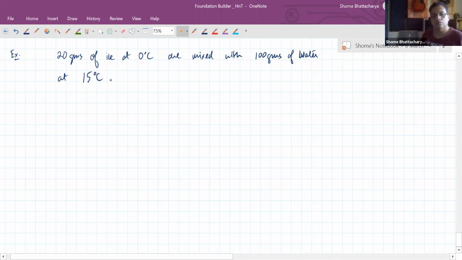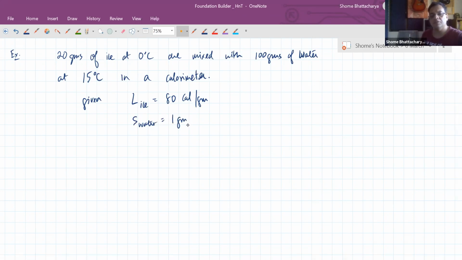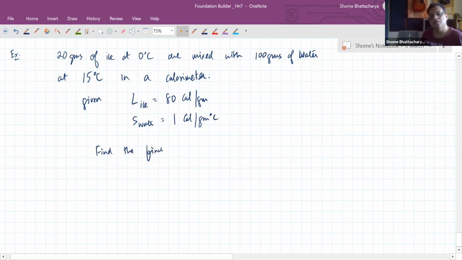At 15 degrees, sorry, in a calorimeter. Okay. Latent heat of fusion for ice is given as 80 calories per gram, and specific heat capacity of water, standard value, 1 calorie per gram degree C. We have to find the final equilibrium temperature of the mixture.